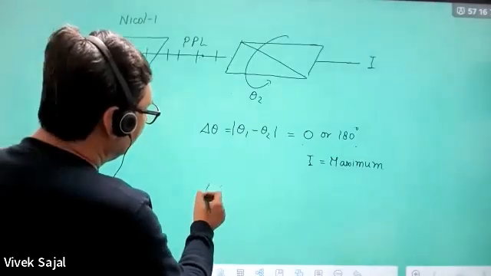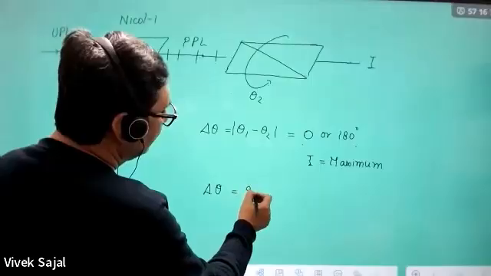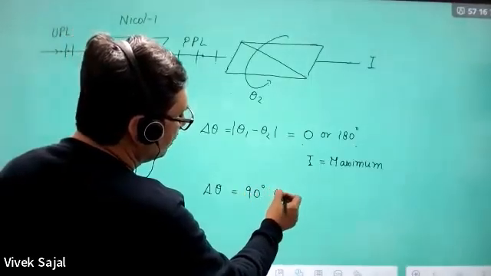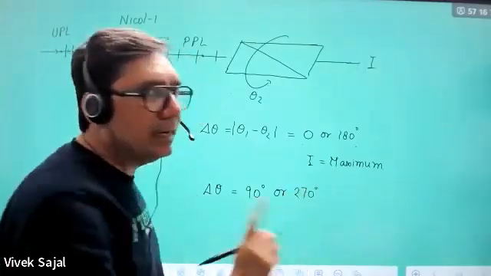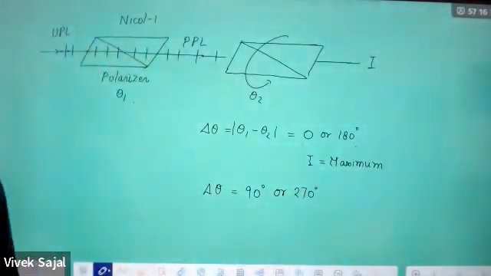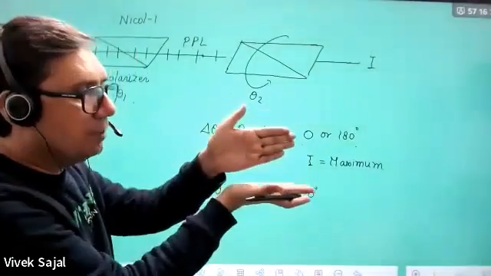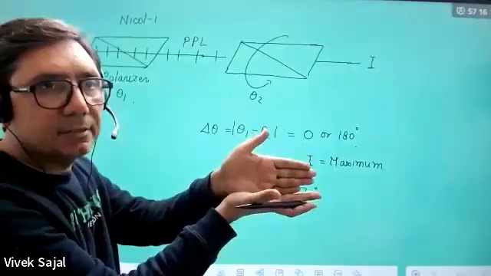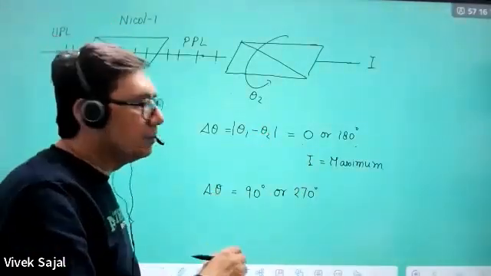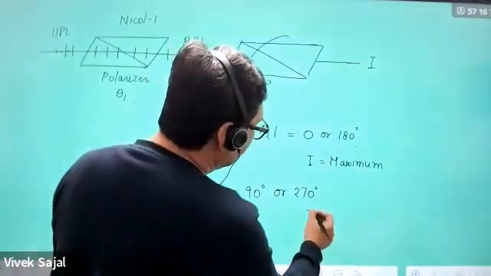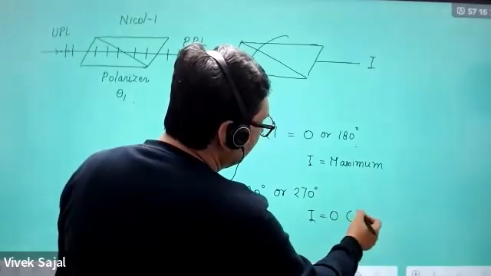Second, if delta theta is equal to 90 degrees or 270 degrees, the principal sections of the two Nicols will be perpendicular. One will be like this, another like this. In that case the intensity will become 0. So what will be the intensity? Intensity will be 0, the minimum intensity.